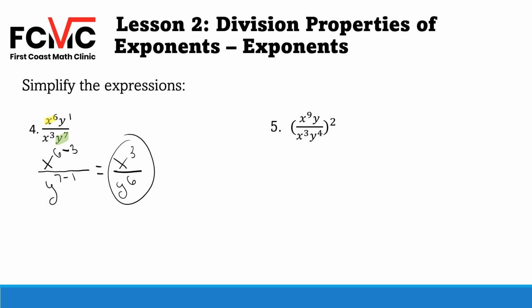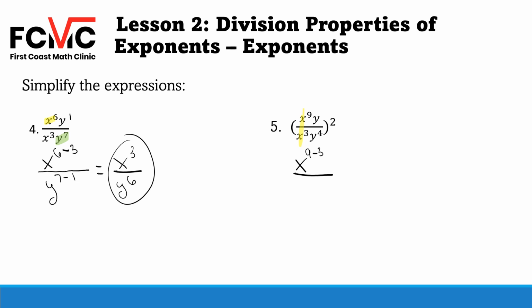Number 5, we've got x to the 9th y over x to the 3rd y to the 4th, all to the 2nd. Let's simplify inside the parentheses first, and then we'll distribute. So we'll do the same thing. Let's start with our x's and figure out where we have more x's here. x to the 9th over x to the 3rd. Well, we have more x's in the numerator. So with our quotient property, we're going to be subtracting 9 minus 3.